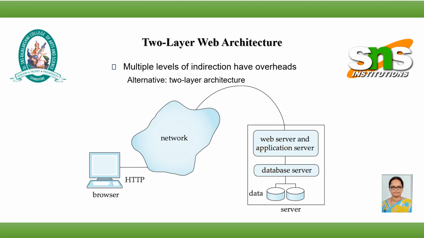This is the two-layer architecture. In the previous one, multiple levels of indirection were involved, so as an alternative, we are using this two-layer architecture. Here we have browsers, HTTP, and servers. We only have the web server and application server, both of them in the same place, and the database server. It directly gets the information from the database server and shares it with the client.